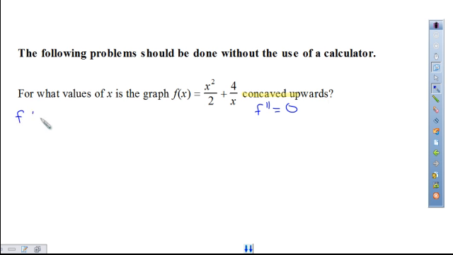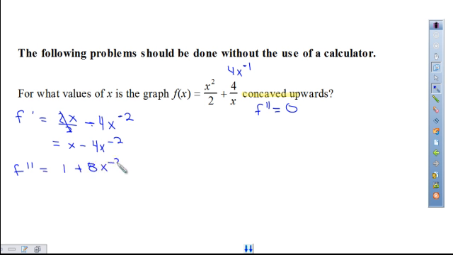So I'm going to find my first derivative. So I'm going to have 2x over 2. And I'm going to rewrite this as 4x to the negative 1, so it makes it a little bit easier to take the derivative of. So I have negative 4x to the negative 2. And notice these are going to cancel. So now the second derivative is going to be 1 plus 8x to the negative 3.